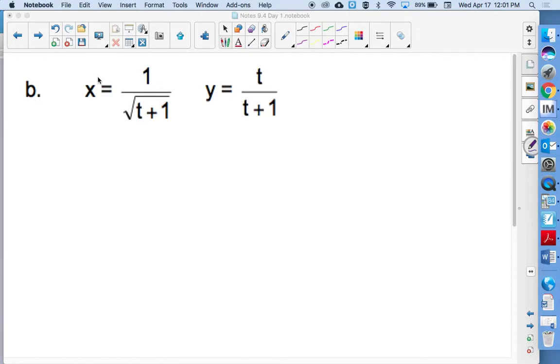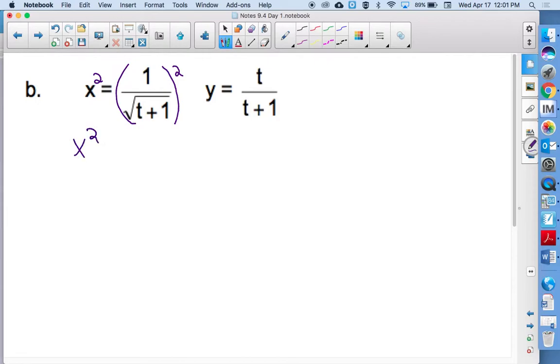So if you square them right away, you're squaring the left side, you're squaring the right side. So that would leave us with x squared, I'm going to place it over 1, and 1 over, we'll just make this a t plus 1. So squaring the top is just a 1. Squaring the bottom means the square root of 1 plus t squared just becomes 1, or t plus 1.